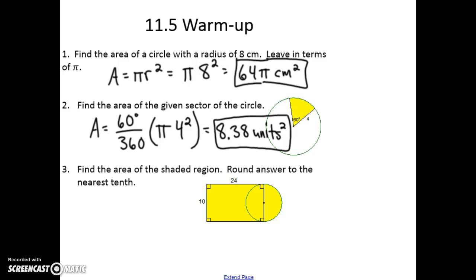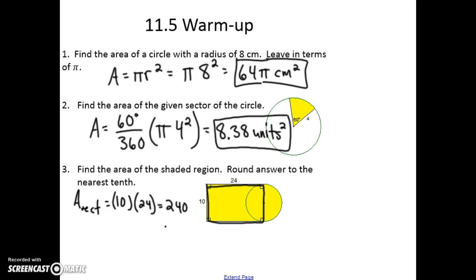And we want to find the area of the shaded region, rounding the answer to the nearest tenth. So here we have this rectangle, which we can find the area of. We'll call that the area of the rectangle, by doing base times height, or 10 times 24, which is 240.